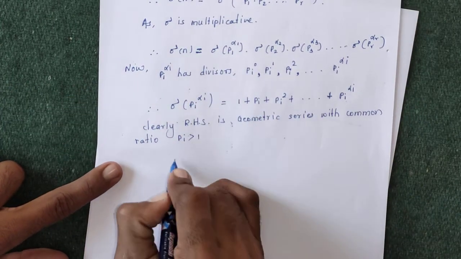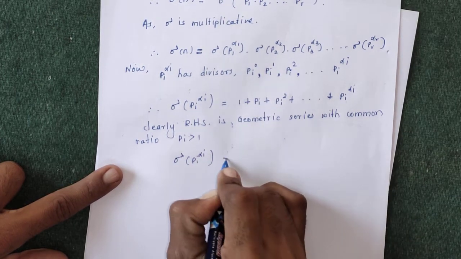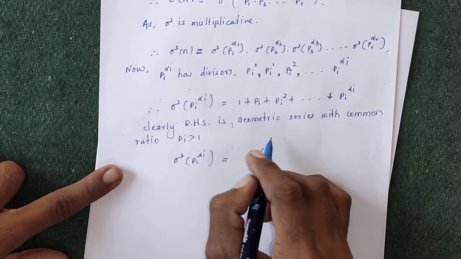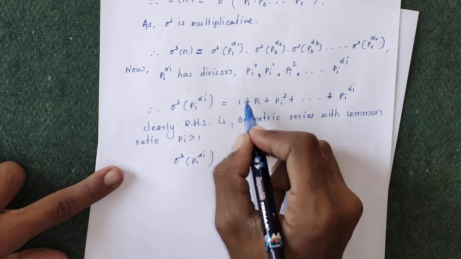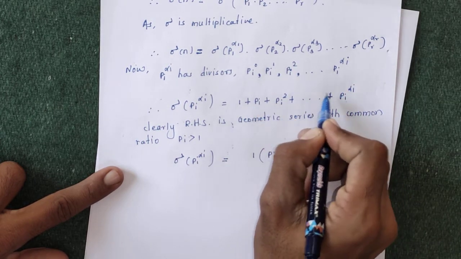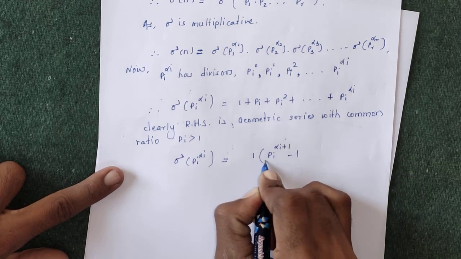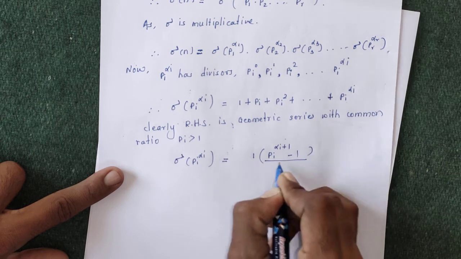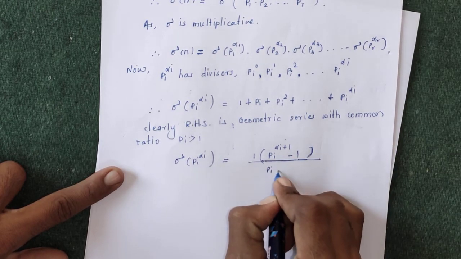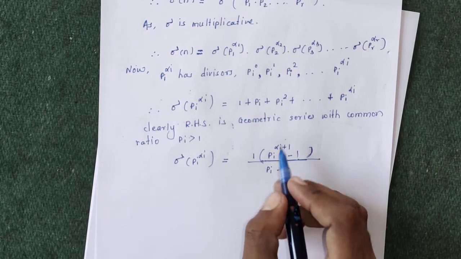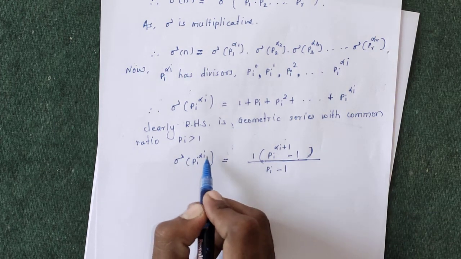So, we can generalize this series: sigma of pi raised to alpha i, that is, this right hand side, as the first term into the common ratio to the power of the number of terms. These are 1, 2, 3 up to alpha i plus 1. So, pi raised to alpha i plus 1 minus 1, the whole divided by the common ratio minus 1. This is the formula of a geometric series. So, using this we have the value of sigma of pi raised to alpha i.